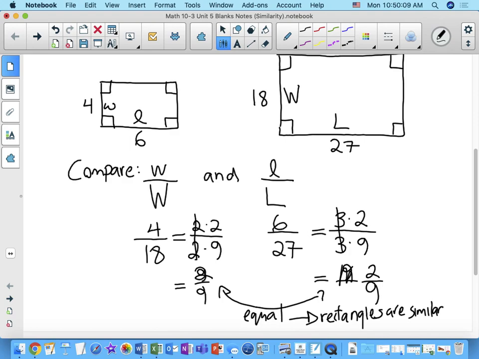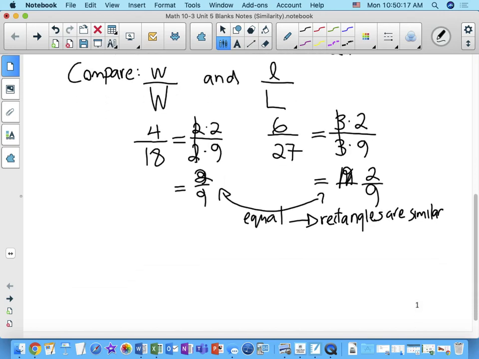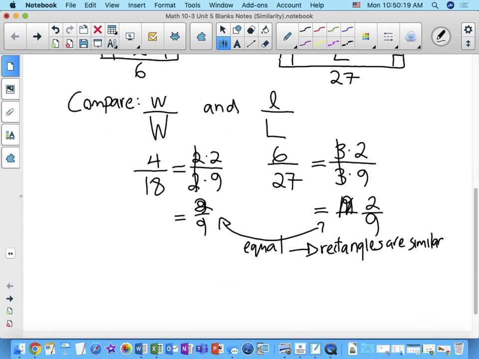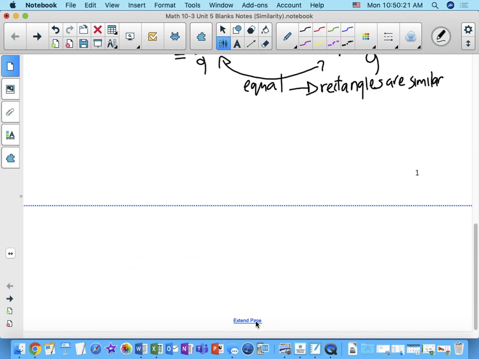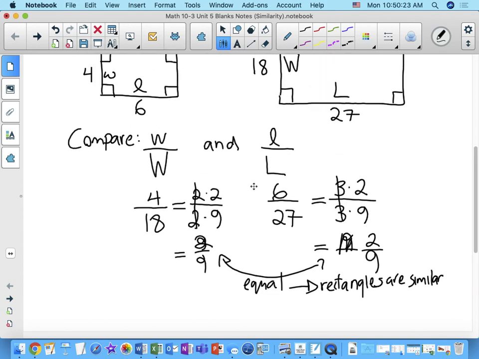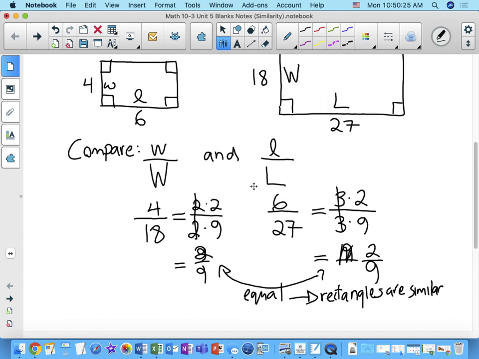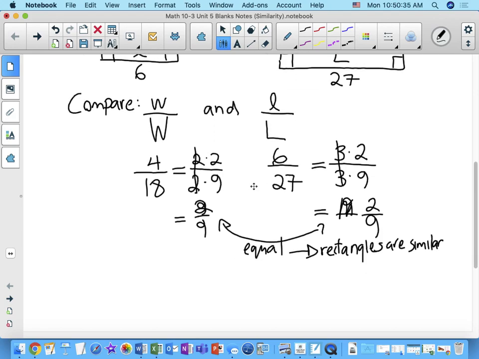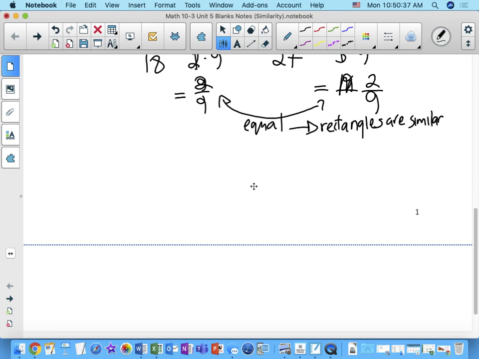Okay? Now, this is one way you can show similarity, by comparing width to width and length to length. But that's not the only way that you have to do it. The other way that you can do it is you can compare width to length within a shape and width to length within the other shape and show that those proportions are equal. So we'll do it that way as well. Okay? So this is another way of doing it.